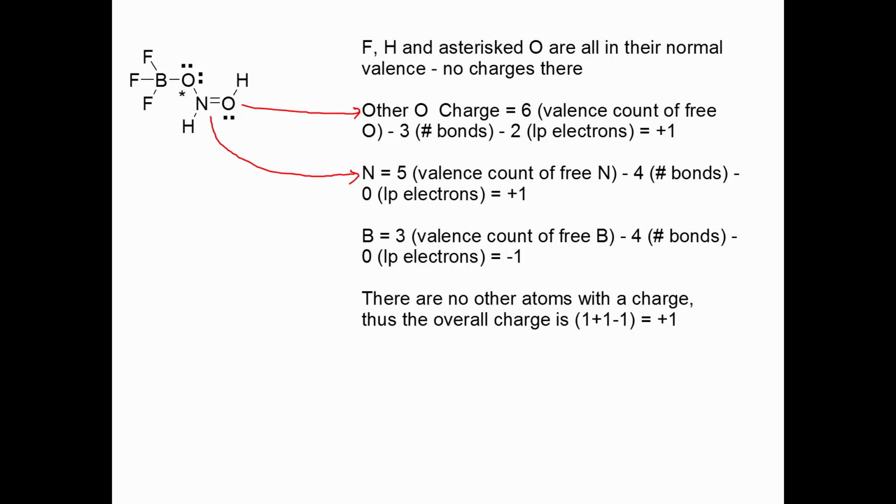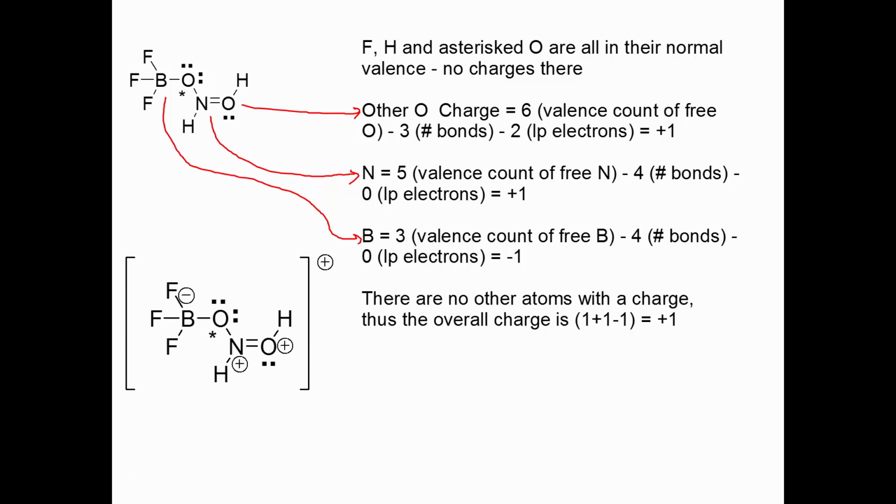And boron itself also has a charge as well. 3 valence electrons, -4 bonds, and no lone pair electrons in boron, so it's -1. There are no other atoms with a charge, therefore the charge on this molecule is +1. And this is one way that we could express that. Okay? All right.